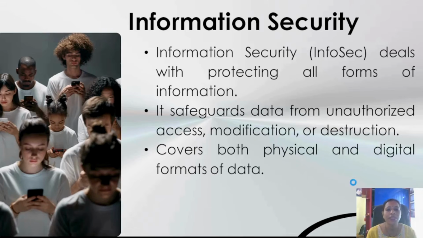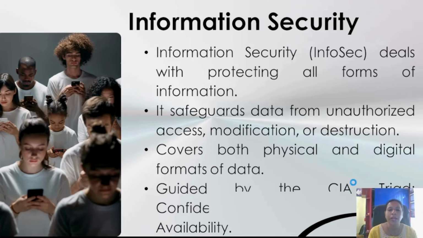It covers both physical and digital formats of data, and the core principle again relies on the CIA triad, that is confidentiality, which ensures information is accessible only to authorized people, integrity, maintaining the accuracy and consistency of data, availability, ensuring data and systems are available when needed. So, for example, protecting confidential student records in both printed and digital format is a part of information security.